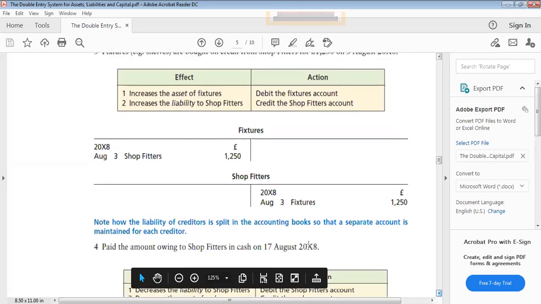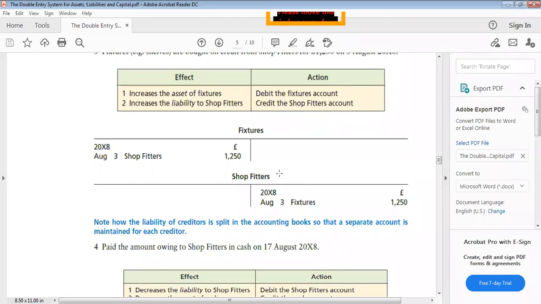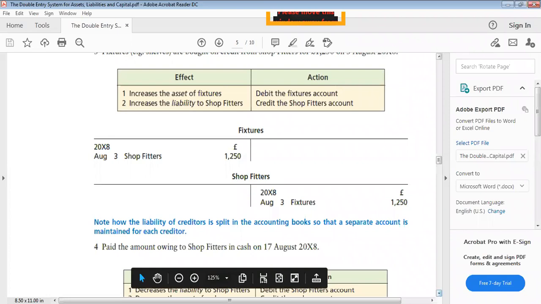Now, note how the liability of creditors is split in the accounting books so that a separate account is maintained for each creditor. All right. So in this case, a liability was created, or there is an increase in the liability. Good. Next transaction now.